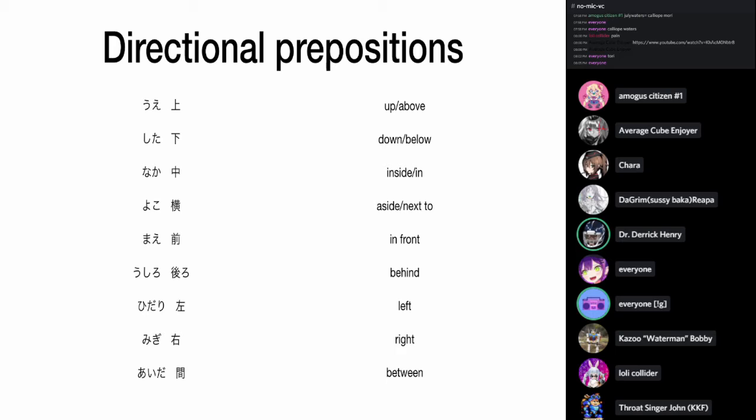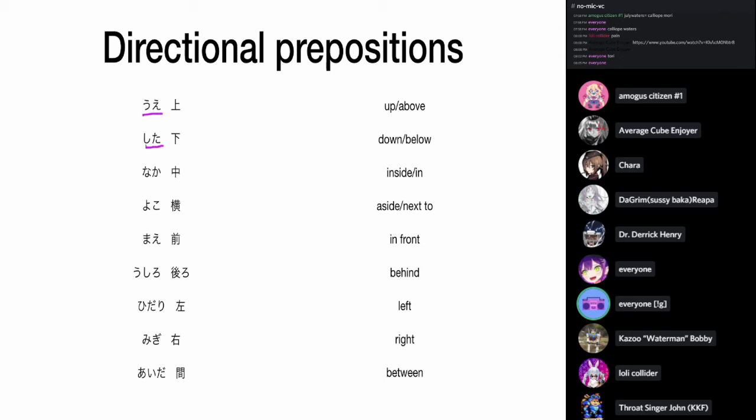So we'll start with some grammar, and we'll talk about directional prepositions. That's a term I came up with. So basically it's just where things are to describe them. So a few new words to learn. So the first word is ue. Ue means above or on top of, up, whatever the context calls for. So ue. Opposite of ue is shita. So shita is below or under, depending on how you need to use it.